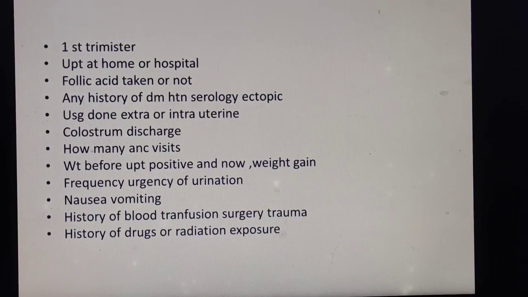There are two lines that you're supposed to see. One is known as test, one is known as control. Sometimes the kit might be damaged. If the control line is not there, you cannot use the test because it's invalid, because the control is damaged in the kit. So that is the reason you have to do the UPT in the hospital.